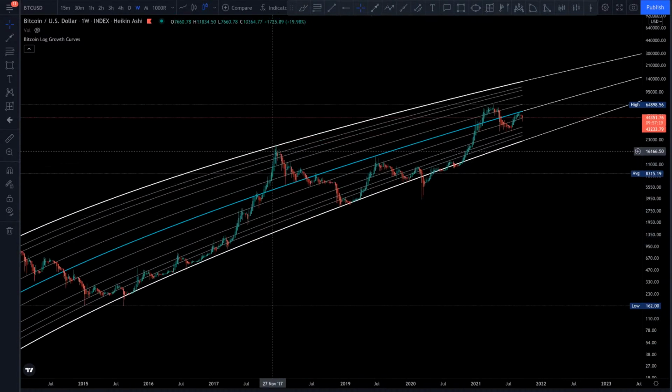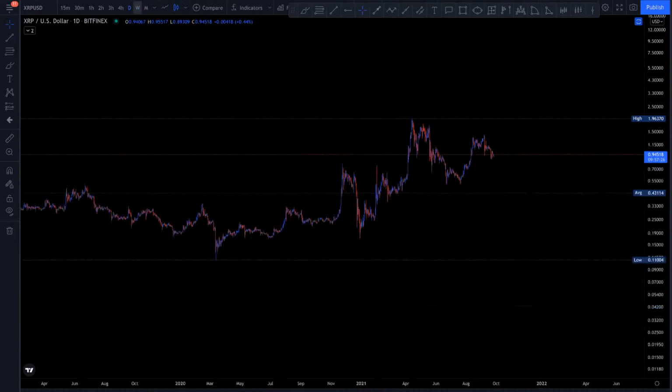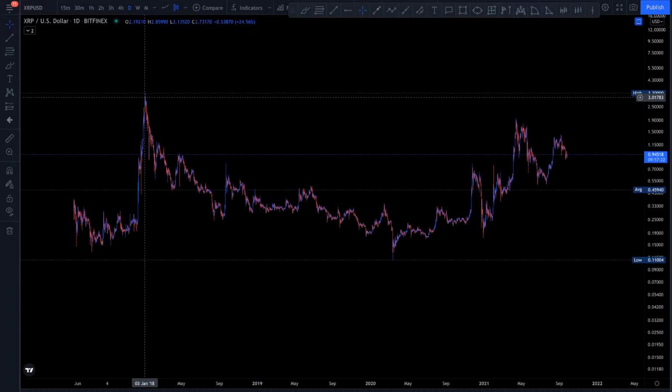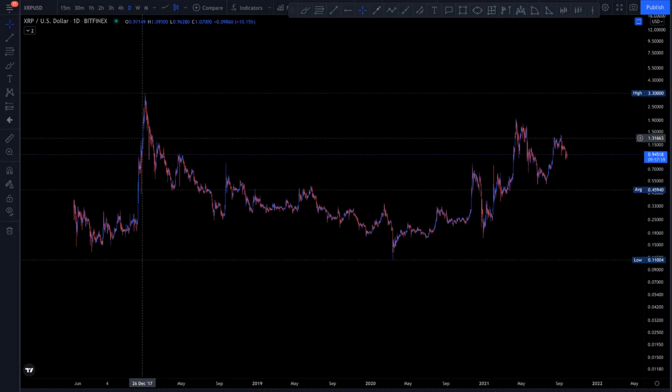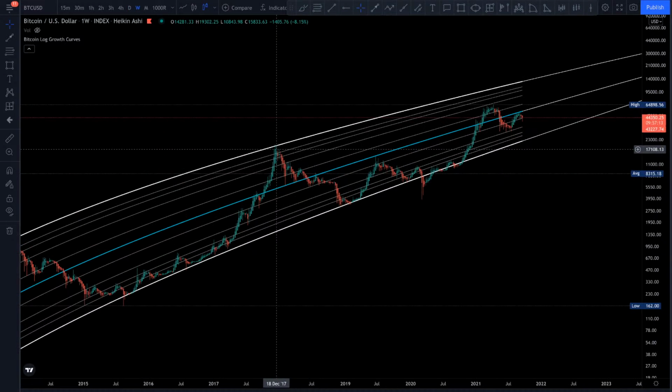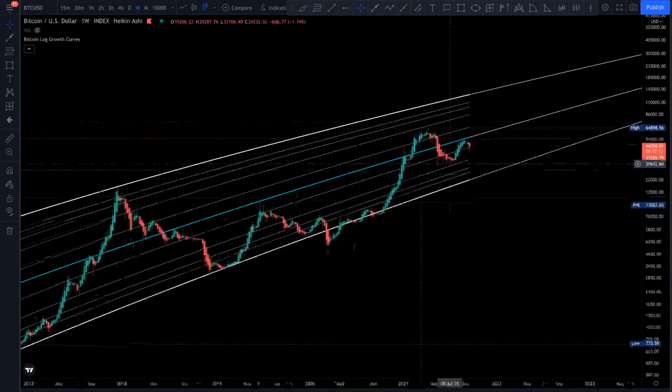Here's a good example, right? Market pumps. What does XRP do? Let's go back in time and see what XRP does. It also pumps. You see what I'm trying to say? When everything pumps, it also pumps. BTC pumps, it also pumps. So we can use this as an indicator for what the market's going to do. Right now is a good area to accumulate.